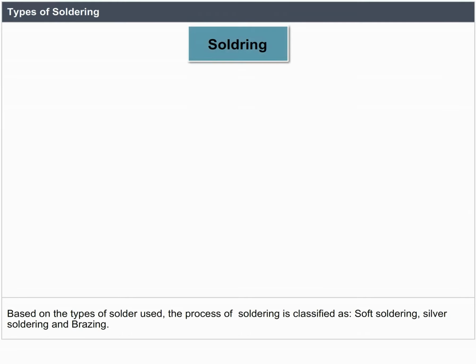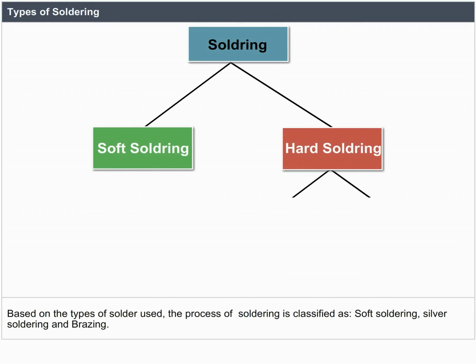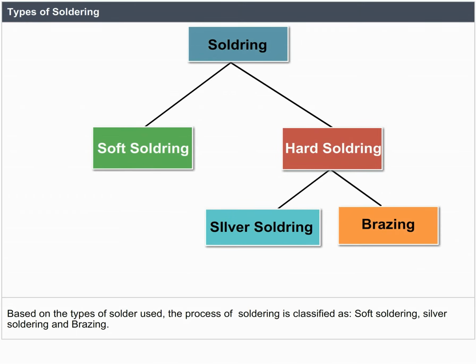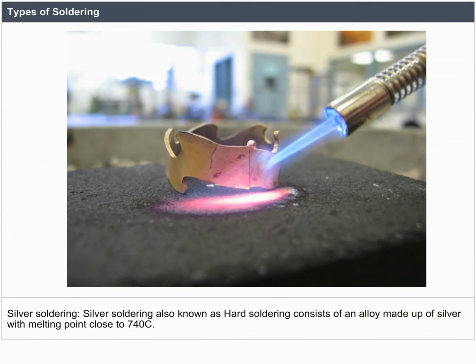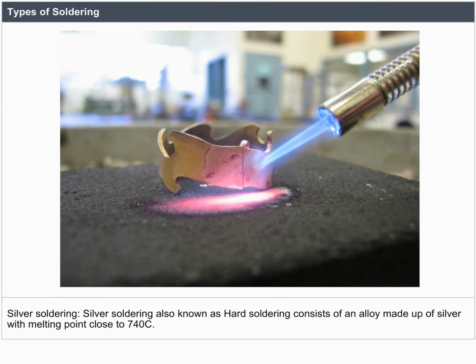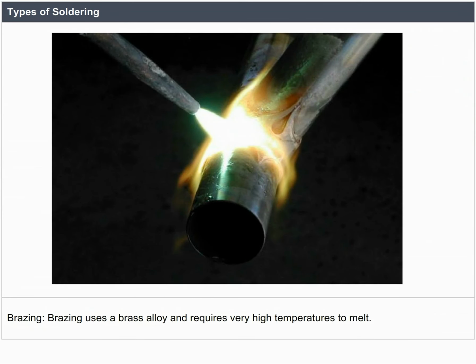Types of soldering. Based on the types of solder used, the process of soldering is classified as soft soldering, silver soldering, and brazing. Soft soldering. This type uses soft tin-lead alloy as a filler metal with a melting point less than 400 degrees C. Silver soldering. Silver soldering, also known as hard soldering, consists of an alloy made up of silver with a melting point close to 740 degrees C. Brazing. Brazing uses a brass alloy and requires very high temperatures to melt.